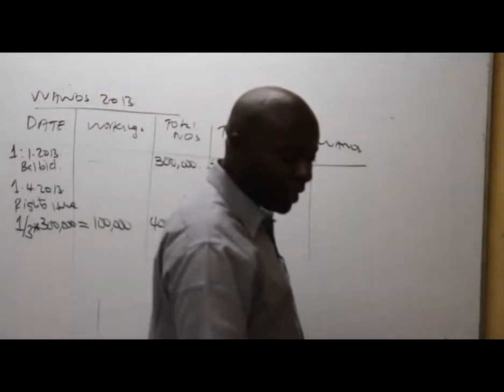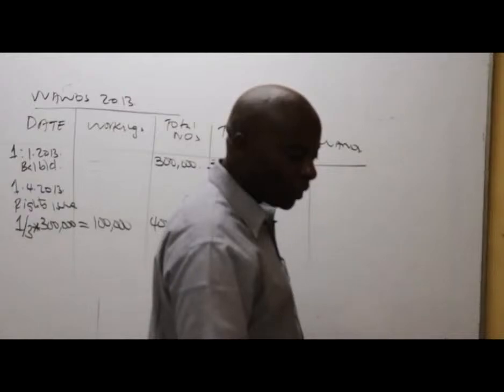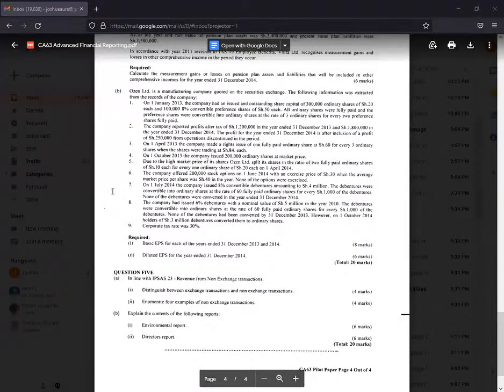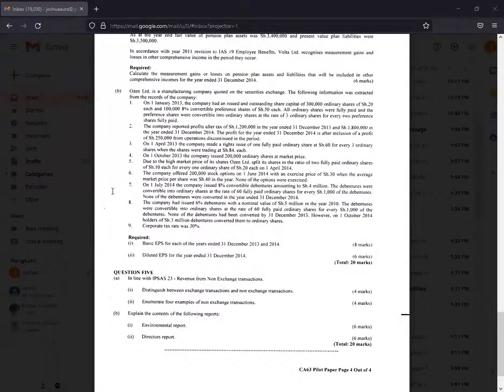Let's see whether we have any other transaction in 2013. On 1st October, look at this. On 1st October 2013, the company issued 200,000 ordinary shares at market price. I love this. It's a 2013 transaction on 1st October. What happened here?